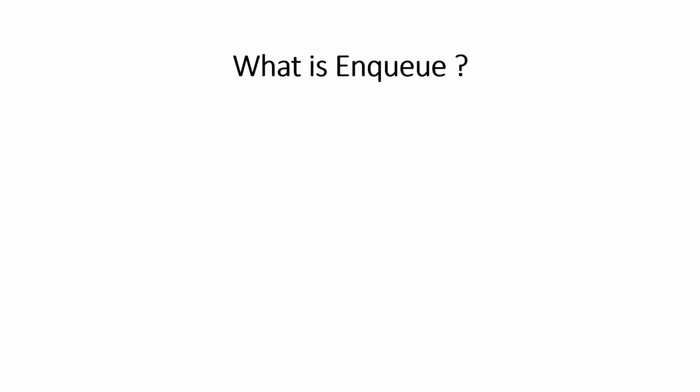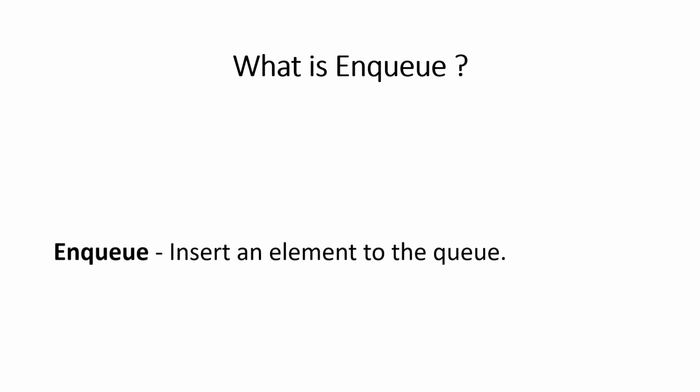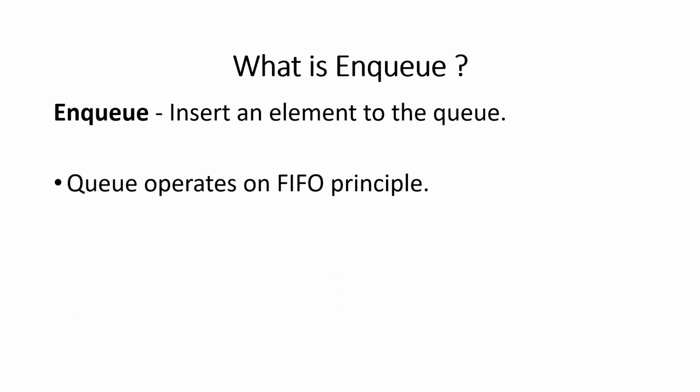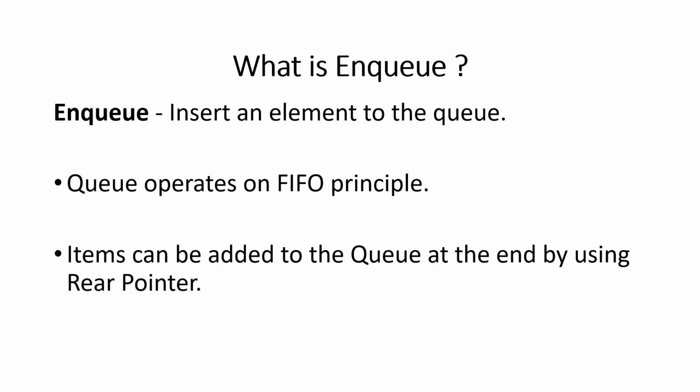In this video, we will see Enqueue operation in detail, and by using that logic, we will also learn how to write pseudocode for Enqueue. What is Enqueue? It is nothing but insert an element to the queue. Queue operates on first in first out principle, means that first element added to the queue will be the first one to be removed. Items can be inserted in a queue by using rear pointer.